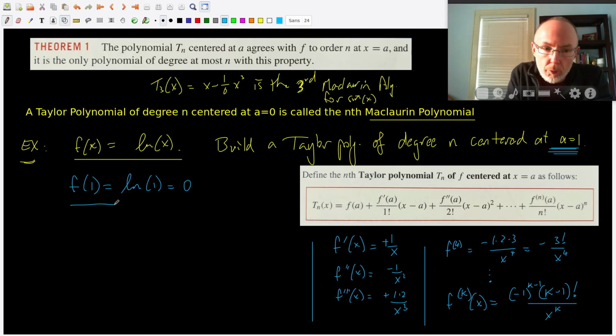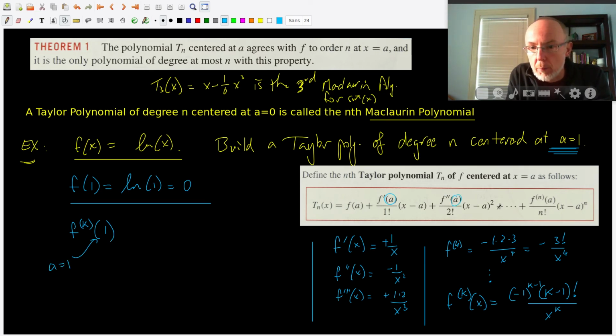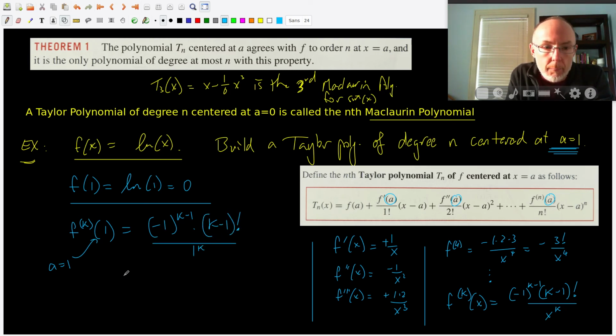But note also that I can go one step further, because what I really want is this evaluated at a, right? And so I want this evaluated at 1, because that's where I'm evaluating all these derivatives. So doing that gives us minus 1 to the k minus 1 times k minus 1 factorial divided by 1 to the k. So this is very straightforward. This is an alternating sequence, in fact, that has k minus 1 factorial in it. And so let's write out what the nth degree polynomial would be using this formula.